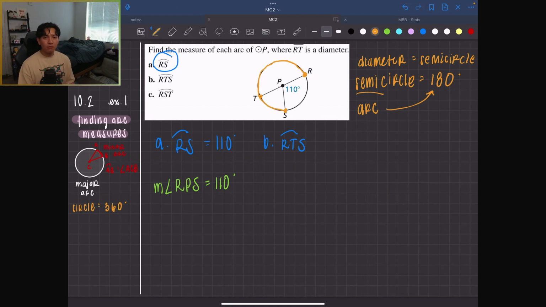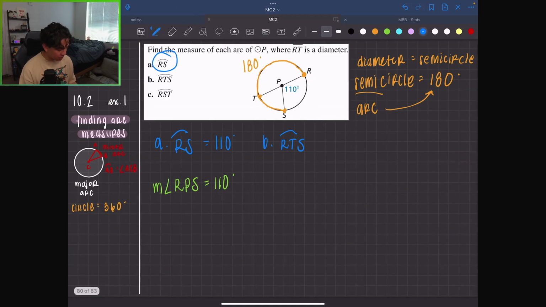There are many things that we could do here. We can see that from R to T, this is a semicircle, and a semicircle is 180 degrees. So we already have that portion over here. So R to T, that is 180 degrees. And then what about from this T to S? From arc T to S, right over here.